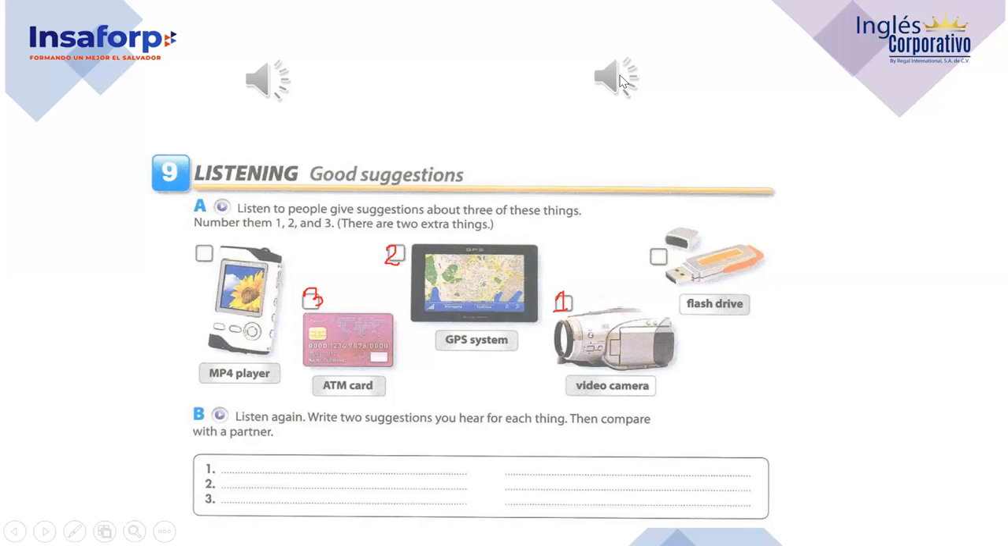Page 48, Exercise 9, Part B. Listen again. Write two suggestions you hear for each thing. Then compare with a partner. 1. Be sure to use a stand or try to lean against something solid when you're filming with this. If you just hold it by hand, the picture often looks very shaky. Make sure to put in the battery carefully. If you push too hard, you can damage it. 2. Type in where you are now, then type in where you want to go. Make sure to get the exact address. Then just listen to the directions. Be sure to watch the road. You don't want to have an accident. 3. Be sure to put it in correctly. Then punch in your secret code. Remember to press Enter. And don't forget to count your money before you walk away from the machine.